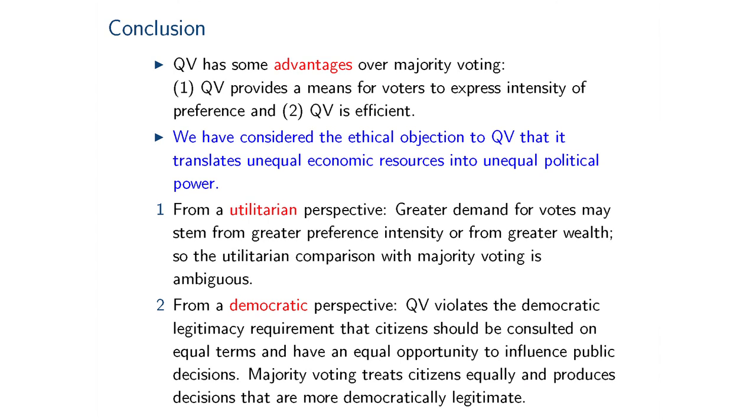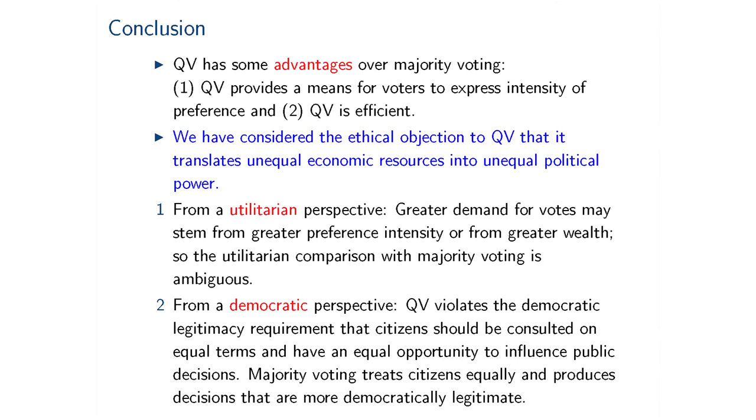Okay, so in conclusion, QV certainly has some advantages over majority voting. It's a means for voters to express the intensity of their preferences and not just a yes-no vote, and it's efficient. But we've considered the ethical objection to QV: it translates unequal economic resources into unequal political power. We did that in two ways. First, we considered the utilitarian perspective, and here our conclusion is that greater demand for votes may stem either from greater preference intensity or from greater wealth, so the utilitarian comparison with majority voting is actually ambiguous.